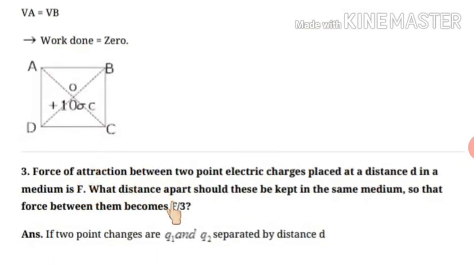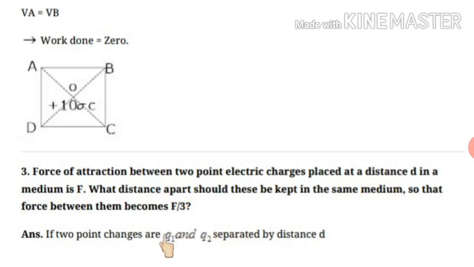the force of attraction between 2 point electric charges placed at a distance d in a medium is F. They are talking about 2 point charges. The distance between them is d, and the force is F. What distance apart should these be kept in the same medium so that the force between them becomes F by 3? The question is very simple, that if the force becomes F by 3, what will be the value of d? What will be the value of the distance between them?